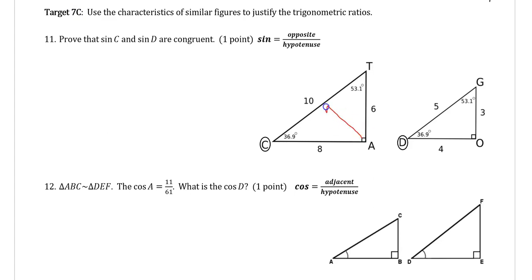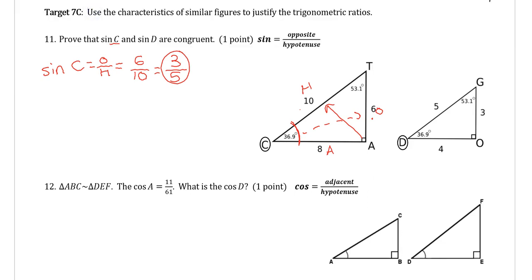Alright, so again, I have my hypotenuse. I'm looking at C, because that's what it's asking for here. So I have my opposite side and my adjacent side. So sine of C equals opposite over hypotenuse, which is 6 over 10. This does reduce to 3 over 5. Okay, and you can check that in your calculator.